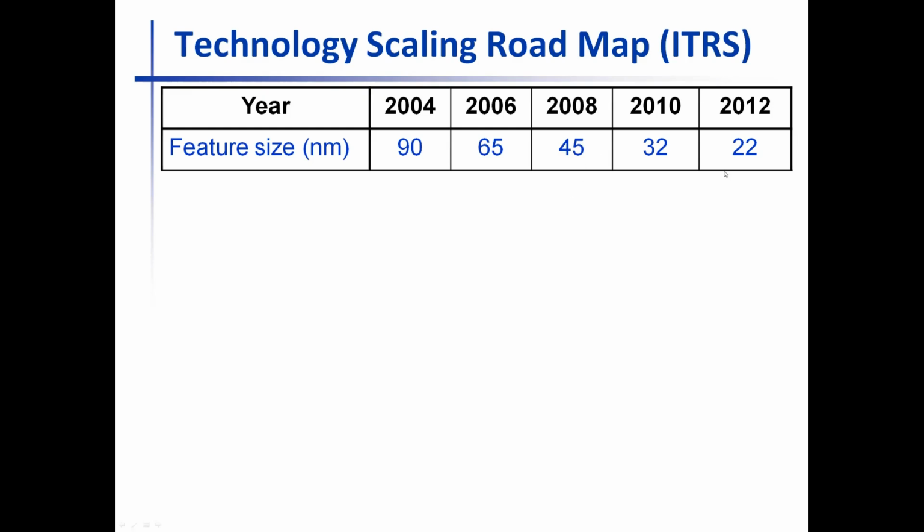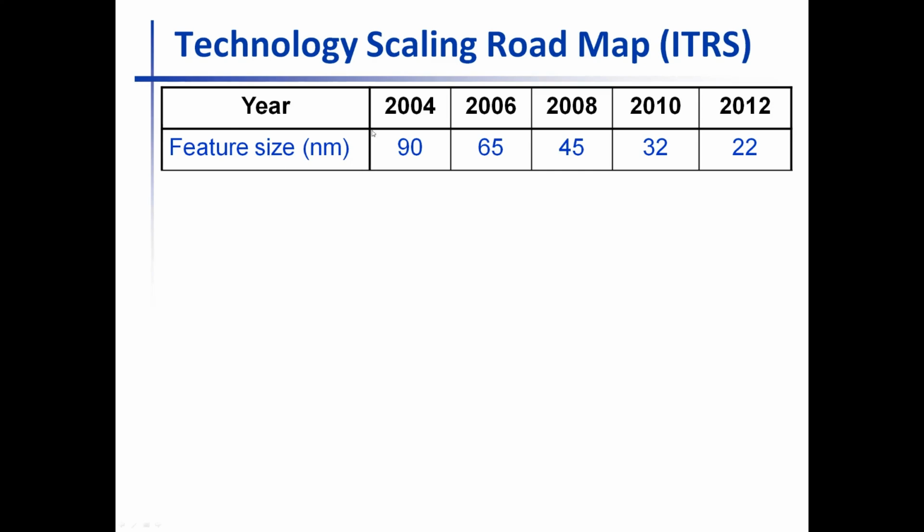32 nanometer, 22 nanometer, and does anyone know the feature size that we have currently in modern chips, around these years? What's the size? Yes, Sigma, 7 nanometer and 5. Yeah, 5 nanometer, 7 nanometer. And we are talking about 3 nanometer, 2 nanometer, and 1 nanometer technology, right? So what is this number exactly? What does feature size refer to?